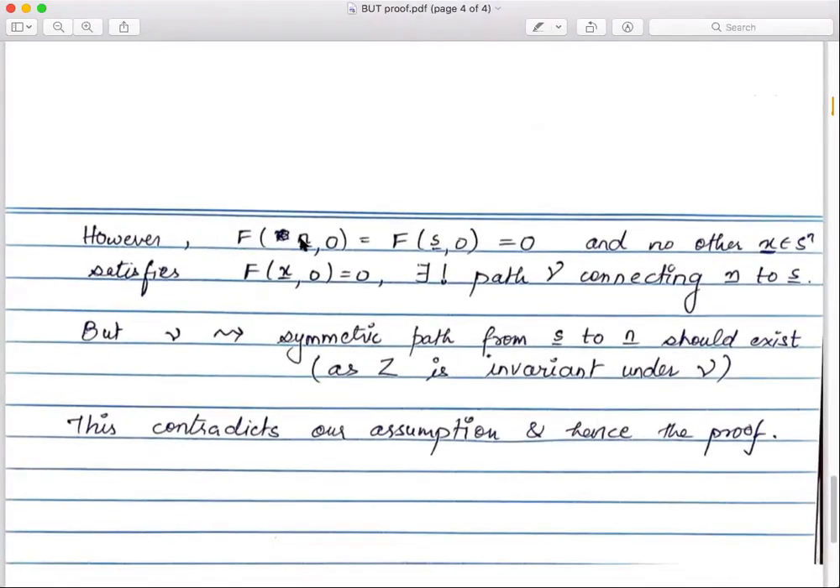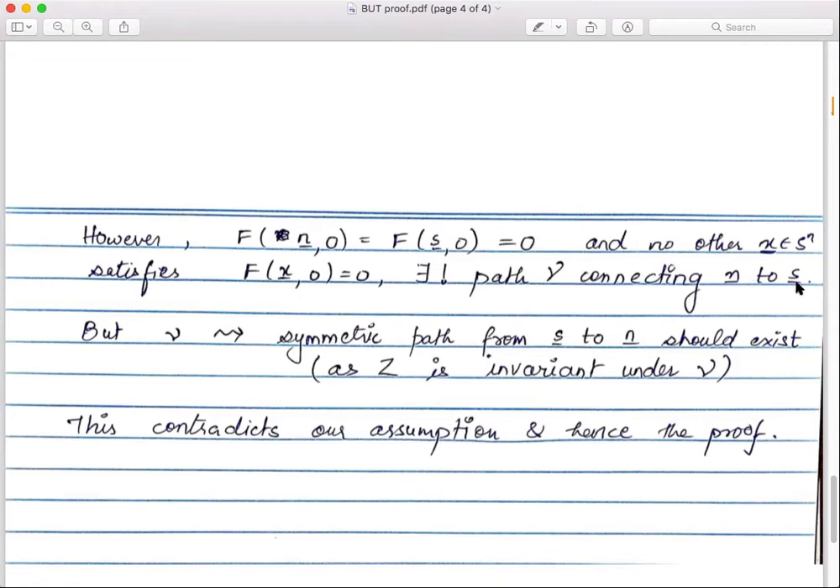However, capital F of n comma 0 and s comma 0 are 0 because g of n and g of s are 0, and for no other x it is going to be 0. That you can also check. Just expand out what that would imply, and if this is 0 for any other x, you are going to get that f is 0. So I have that F of x comma 0 is 0 for only the points North Pole and the South Pole. So there is a unique path gamma connecting the North Pole to South Pole.